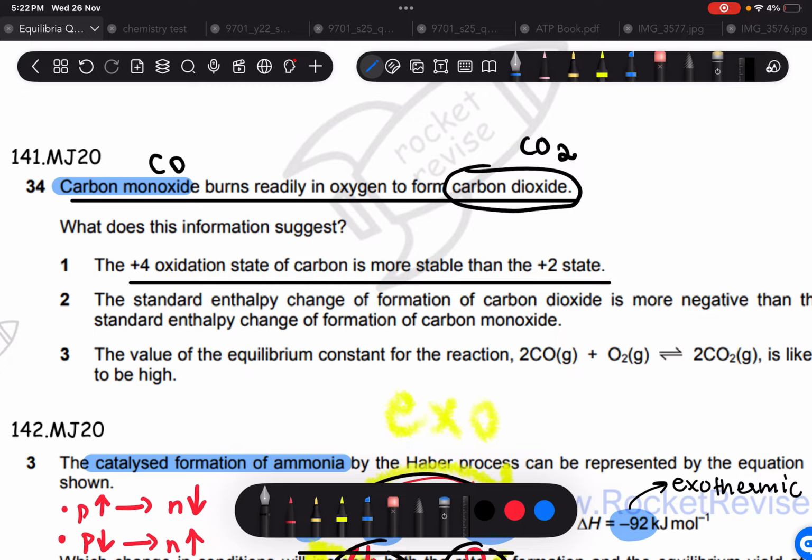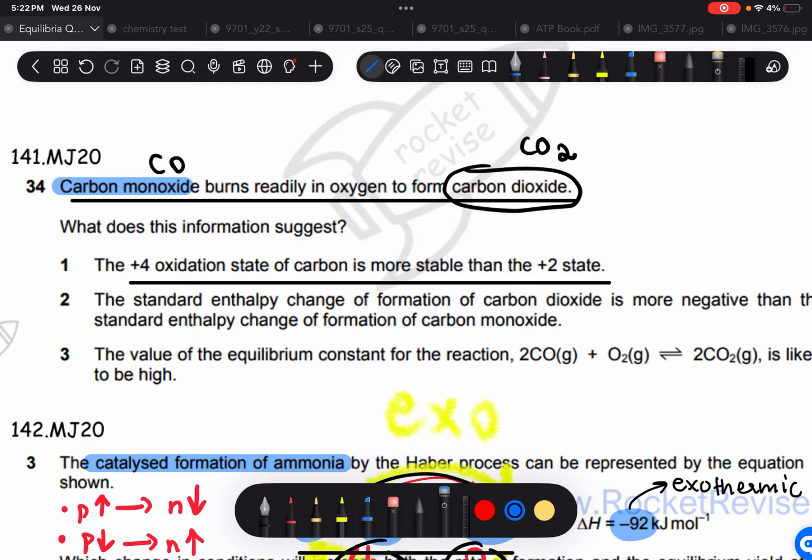Look, +4 means you have lost 4. Okay? And +2 means you have lost 2. How many? It's going to be a yes, because carbon has 4 electrons in its outermost shell.